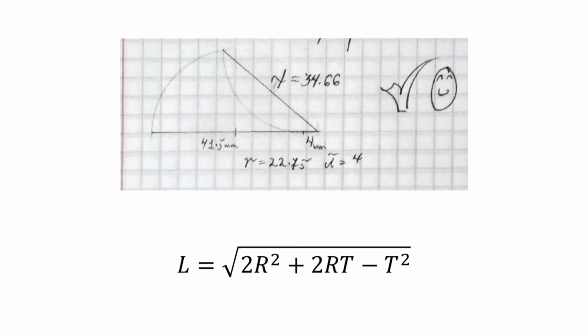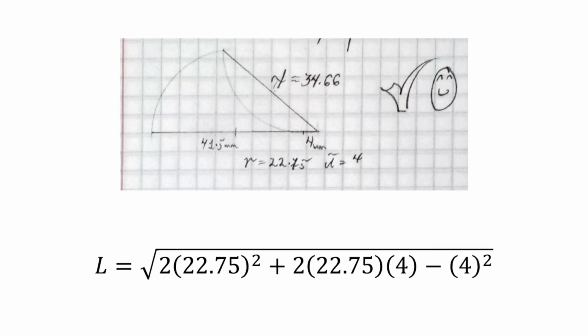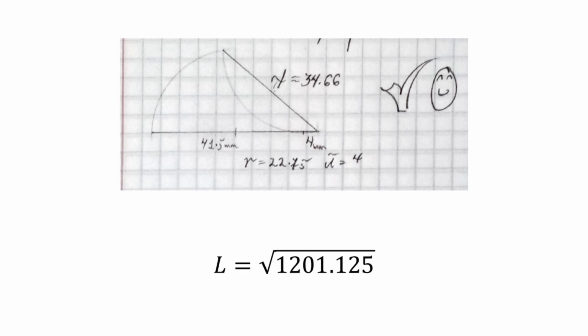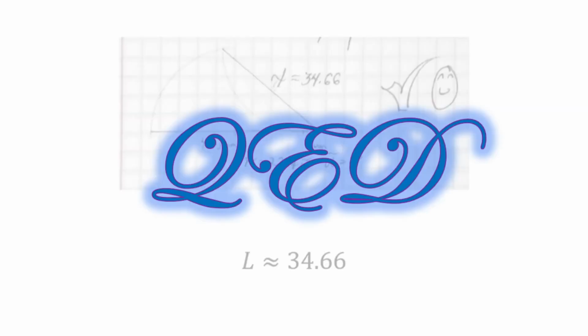So what we're going to do is fill all those values in, your radius and your tangent. And we come up with a pretty darn big number, square root of 1201.125. And when we get that done, our length is approximately, and very close, equal to 34.66. And when I measured it, I'm like, yeah, very good. So quod erat demonstrandum. We're done.